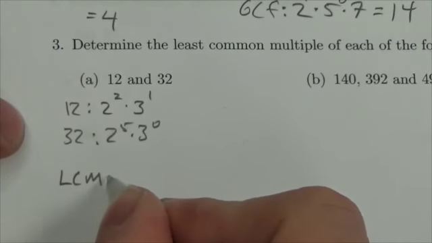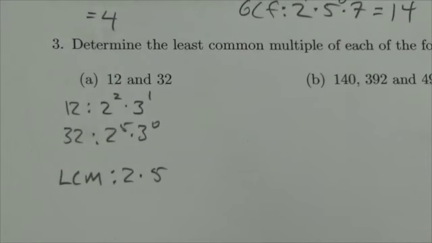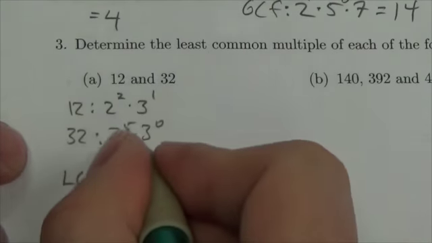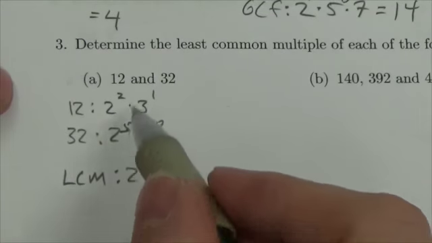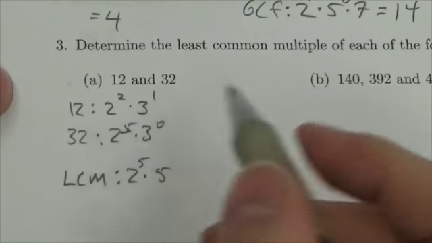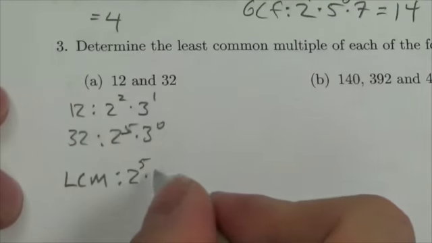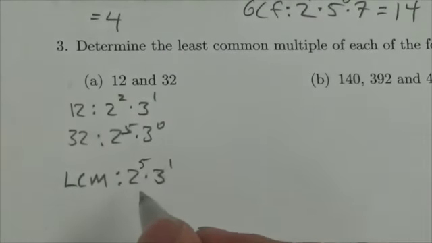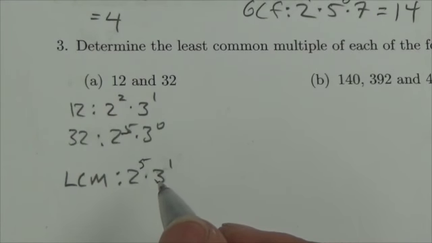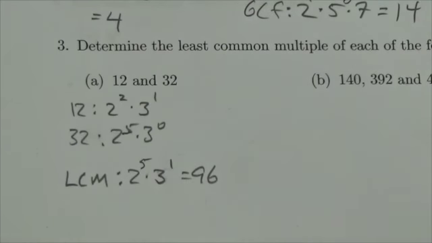Now, for my least common multiple, what I do is I list off the prime factors that I see in the above here, but this time I'm using the largest exponent. The exponent that I'm dealing with here should be able to subsume both possibilities. So 2 to the 5th is the largest between 2 squared and 2 to the 5th, and 3 to the 1 is the largest between 0 and 1. So 2 to the 5th times 3 to the 1, so that's 32 times 3, and I'm going to get 96. So the least common multiple of those two numbers will be 96.